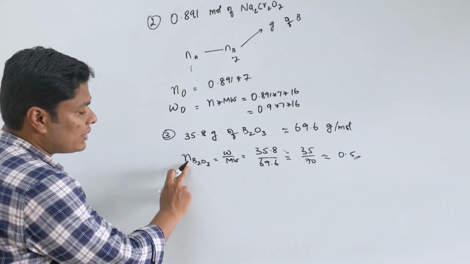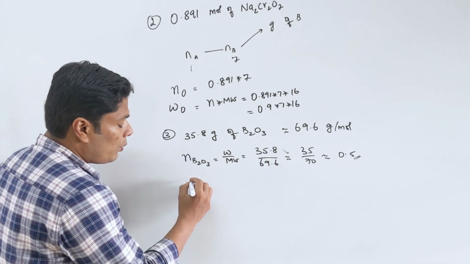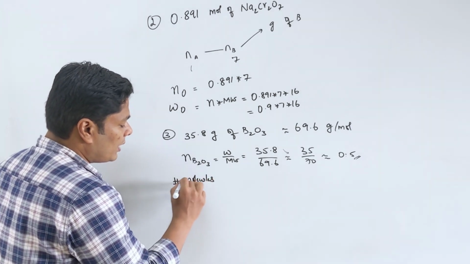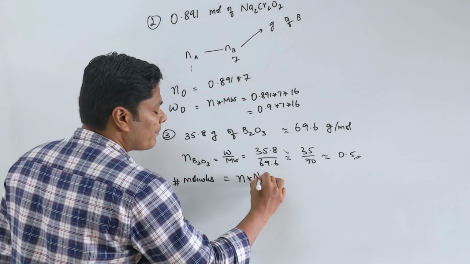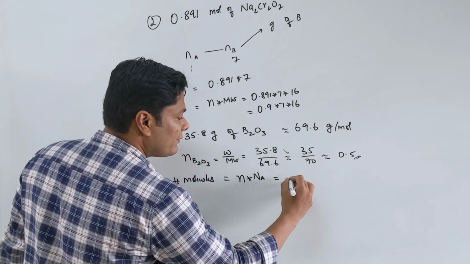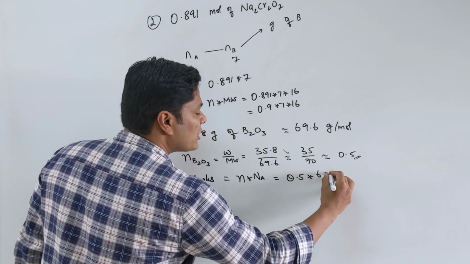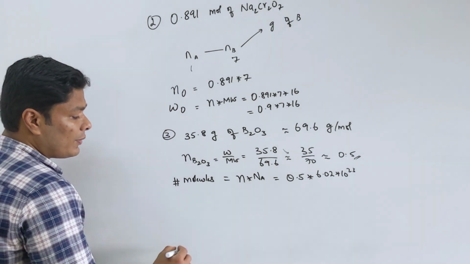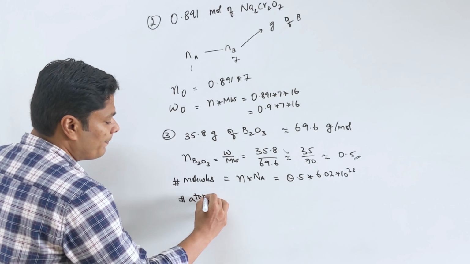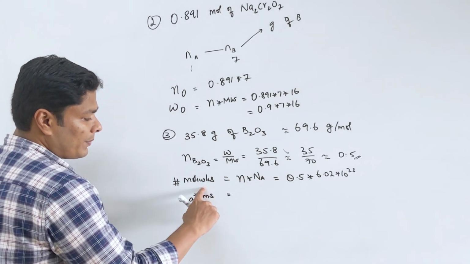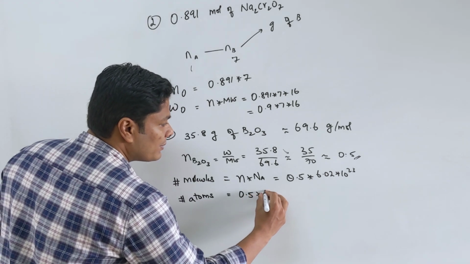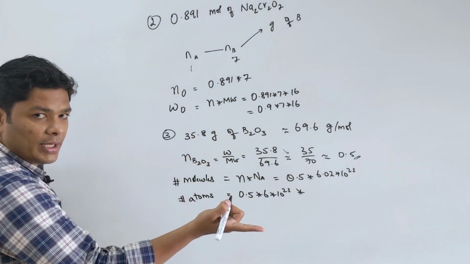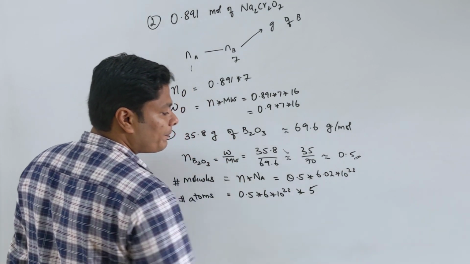So at least now I know the moles of B2O3. Now what is the number of molecules of B2O3? Number of molecules is moles times Avogadro number. Moles is 0.5 times Avogadro number 6.02 times 10 to the 23rd. For practical purposes, this is 6. So now I know the number of molecules, and the number of atoms is very simple. 0.5 times 6 times 10 to the 23rd, times each molecule has 2 boron, 3 oxygen. So the number of atoms would be times 5.